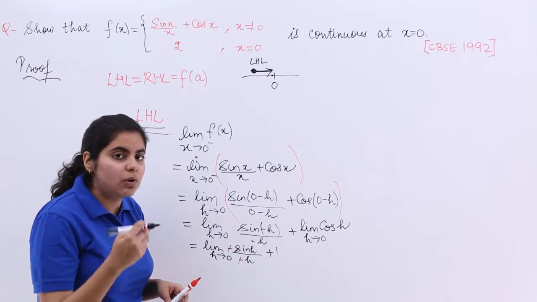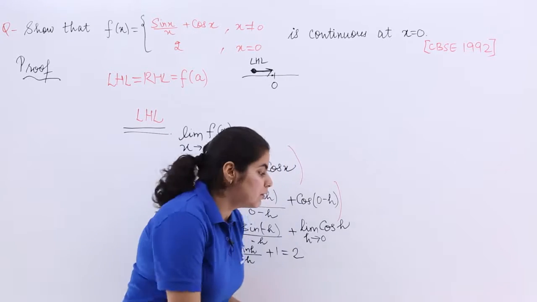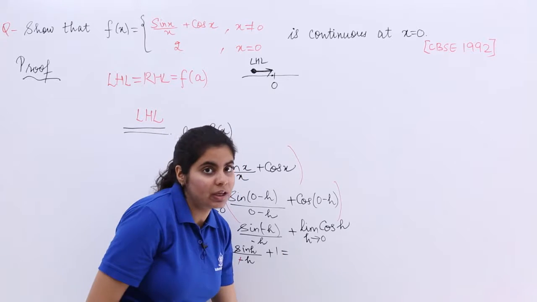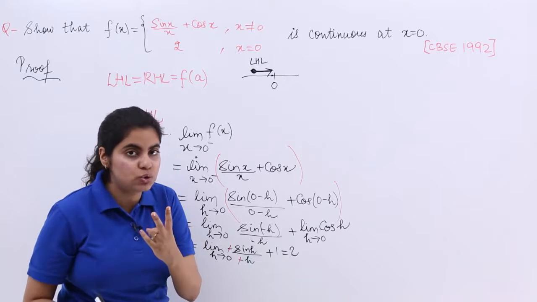So 1 plus 1 is what? It is 2. So this value that we have got is basically 2. The value of LHL is 2 that we have to say. So it is 2. What have we done? We have used two formulas.